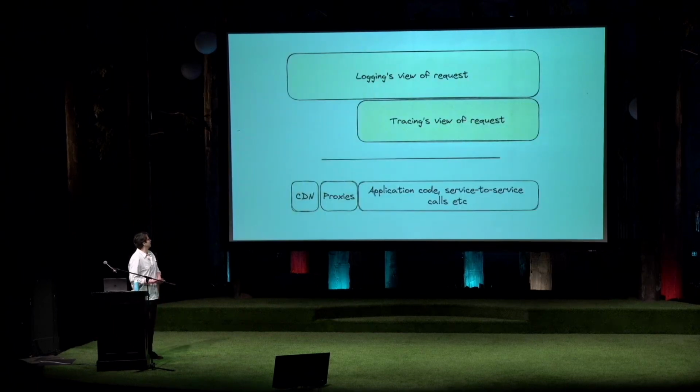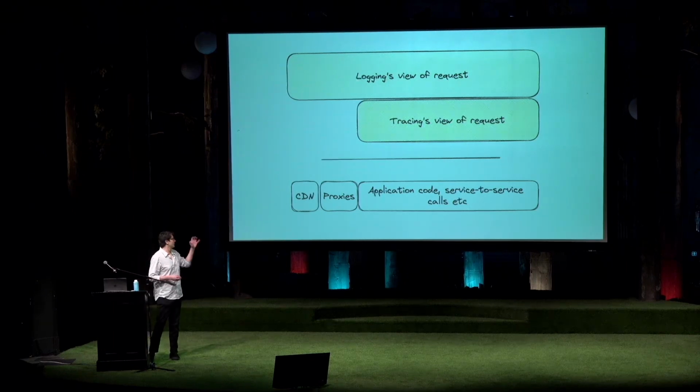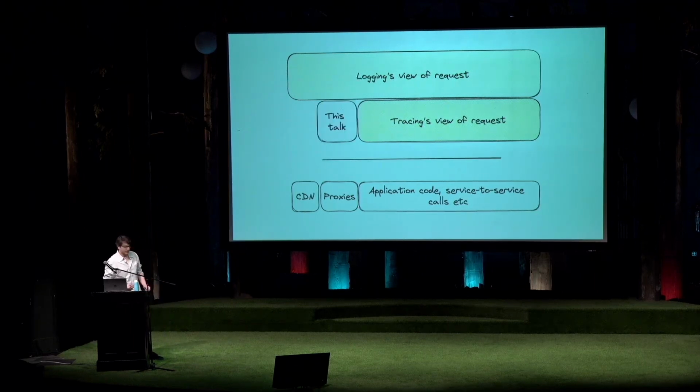Here is a diagram of the before state that the talk will address. On the bottom, we have the different blocks that comprise everything that happens during a web request. You've got the CDN, then the proxies, then application code, service-to-service calls, etc. Prior to this work, logging had this more extended view of the request than tracing, and as we learned from day one of the conference, traces are the best signal. So what we're going to talk about is this red.